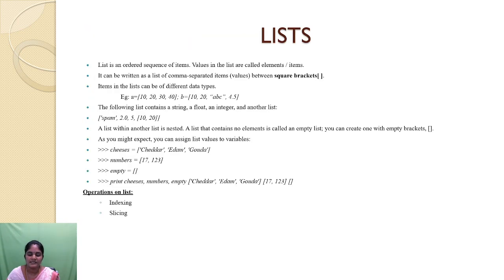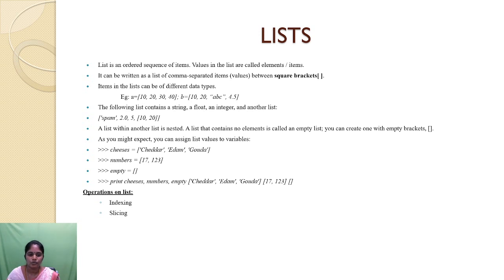The first one is the list. A list is nothing but an ordered sequence of items. How can you create list items? The list items are enclosed in square brackets and separated by commas. Each and every value in the list is named an element or item.